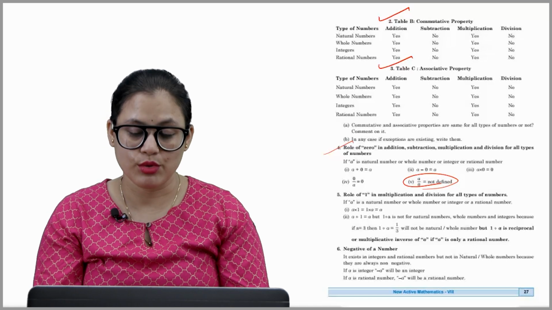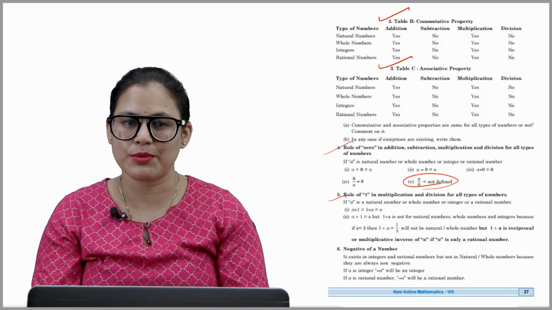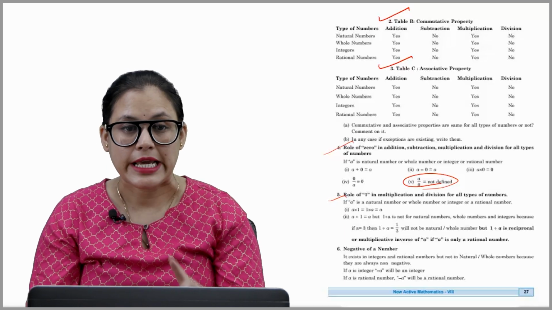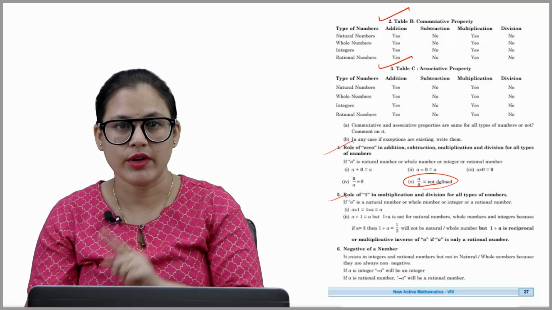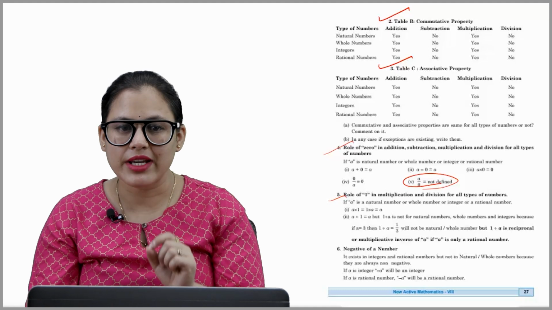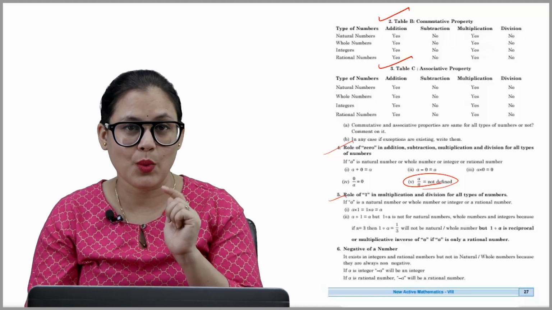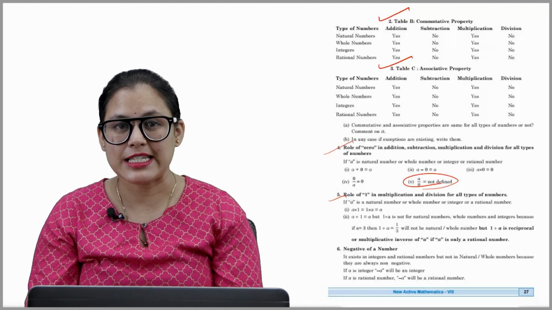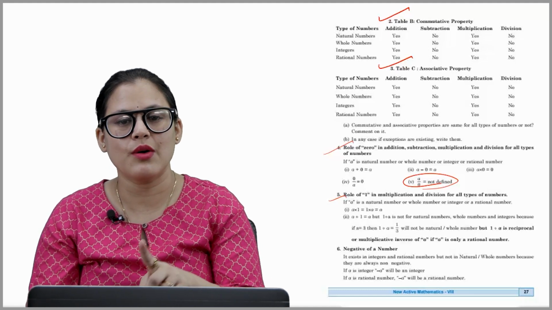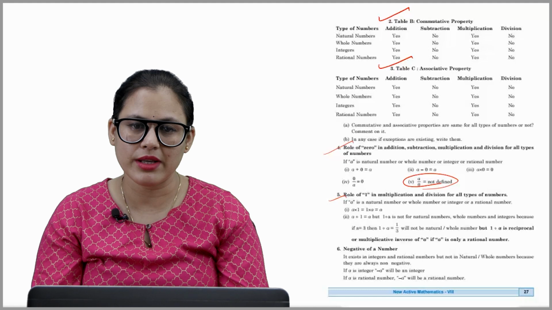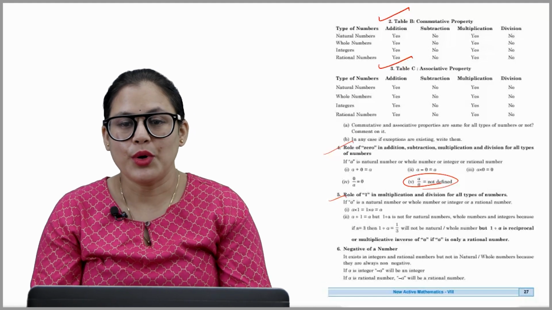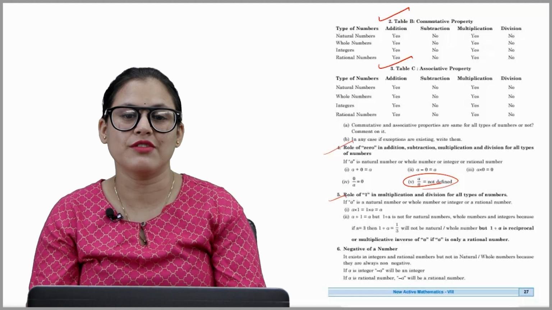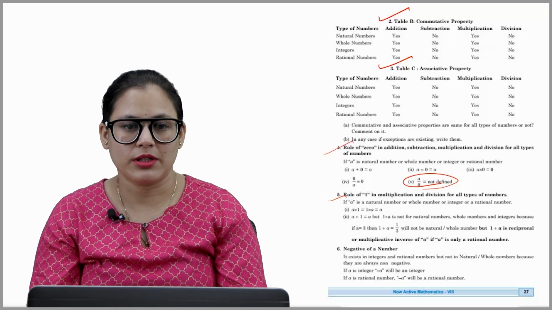Okay. Number 5, role of 1 in multiplication and division for all types of numbers. If A is a natural number, whole number, integer or a rational number, A into 1 is equal to A, 1 into A is equal to A. A divided by 1 is equal to A, but 1 divided by A is not defined within natural numbers, whole numbers and integers, because if A is equal to 3, then 1 divided by A is equal to 1 by 3, which will not be a natural or whole number. But 1 divided by A is the reciprocal or multiplicative inverse of A only if A is a rational number.